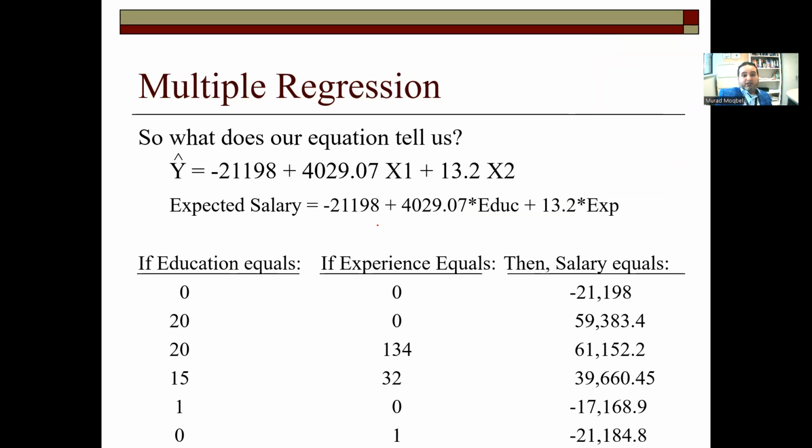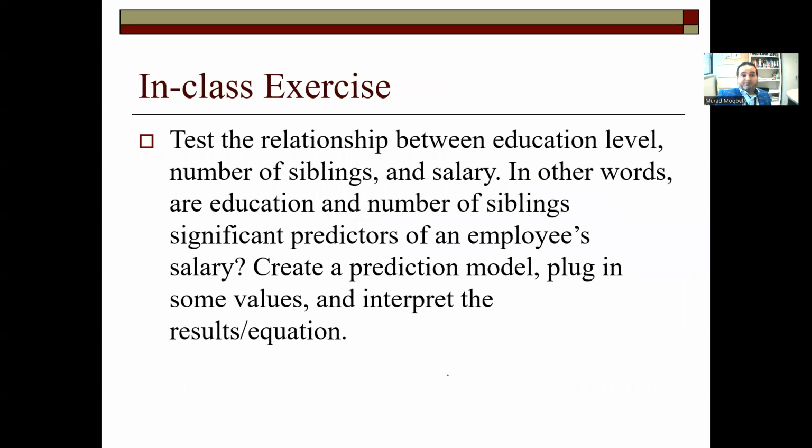When we plug in, when education is 0, this will be 0. Multiplied by this, the output is going to be 0, right? And this one will be 0. Multiplied by that will be 0. So this will be our output, the expected salary if they have 0 education and 0 experience. So if they have 20 years of education and 0 experience, then their expected salary is going to be around 60,000. And then you can plug in the rest, but you got the idea, right?